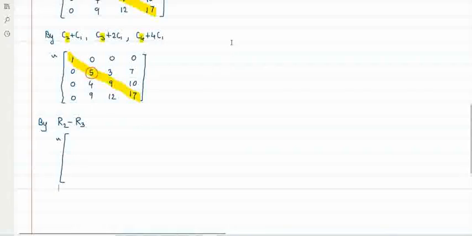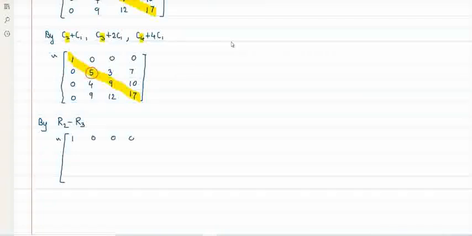So this transformation shows the change for the second row. First row: 1, 0, 0, 0. Second row, what do you have to do? You have to do subtraction: 0 minus 0, 5 minus 4, 3 minus 9, 7 minus 10. Verify the calculation: 0, 1, minus 6, minus 3. This is the new matrix.